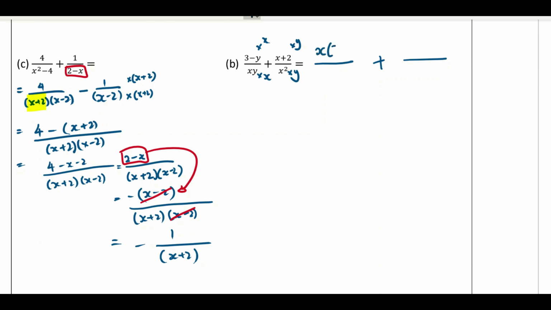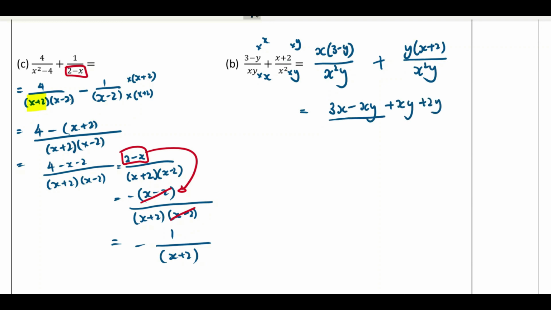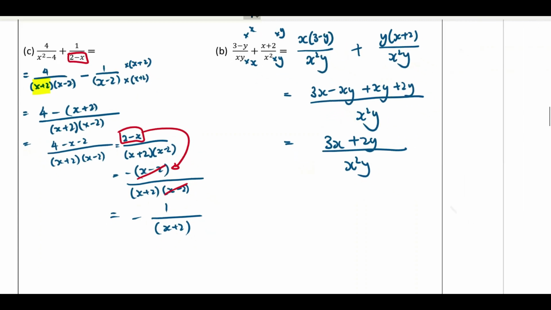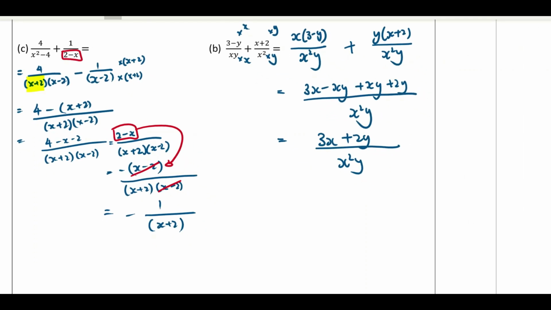So this is x bracket 3 minus y over x squared y plus y bracket x plus 2 over x squared y as well. Then now you can combine. Okay, 3x minus xy plus xy plus 2y over x squared y equals 3x plus 2y over x squared y, and that's it. Okay, pretty straightforward for this one.